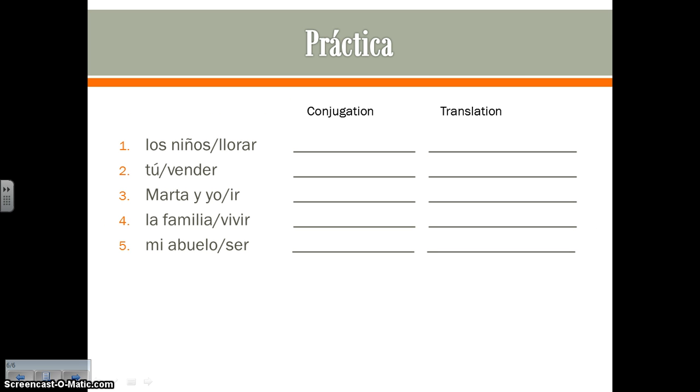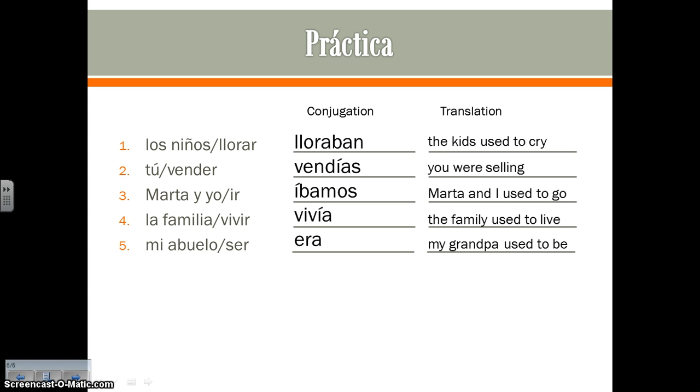Okay, now here's your opportunity to practice. I would like for you to write the conjugation of those 5 verbs, and then also the translation. Now, of course, your translation is going to depend on what you want to say, whether it was "was-ing" or "used to." So go ahead and hit pause and practice our imperfect tense now. Okay, let's see how you did. There are your conjugations, so make sure your conjugations are correct. And then here are your translations.